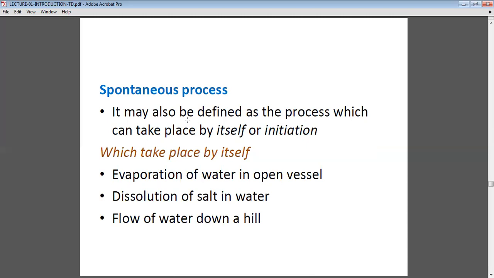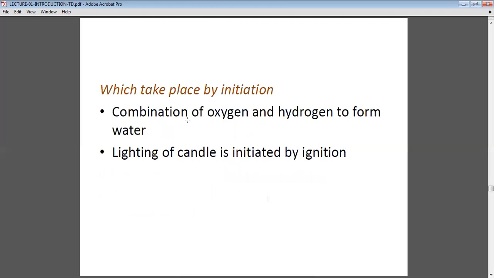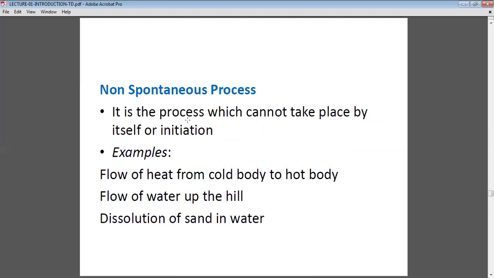And if water is flowing from a certain height, the water will flow under gravity by itself. So the flow of water down a hill will be taken as a spontaneous process. The combination of oxygen and hydrogen to form water is also taken as a spontaneous process. And lighting of a candle is initiated by ignition. So these are taken with the help of some initiation, and these are called initiation processes.